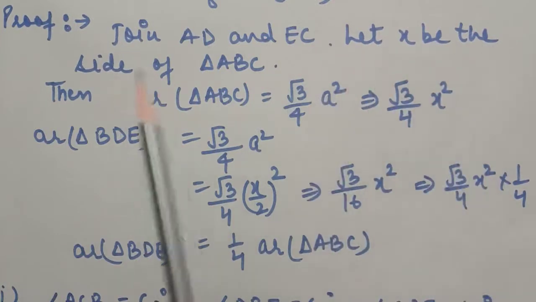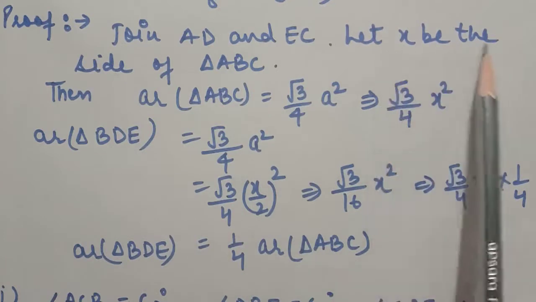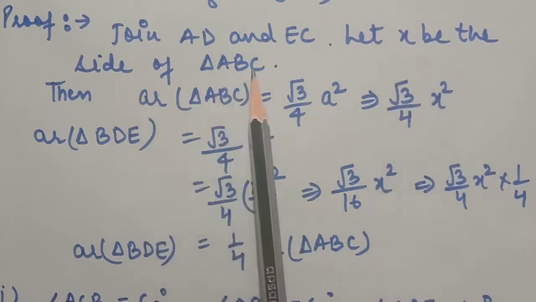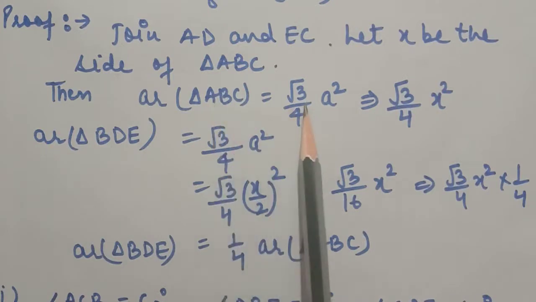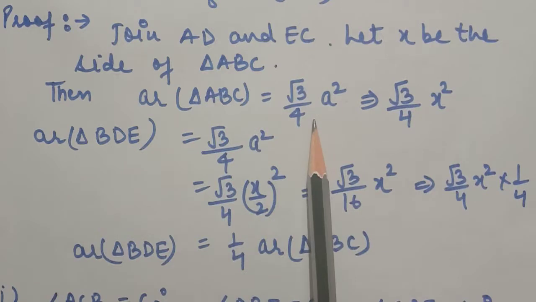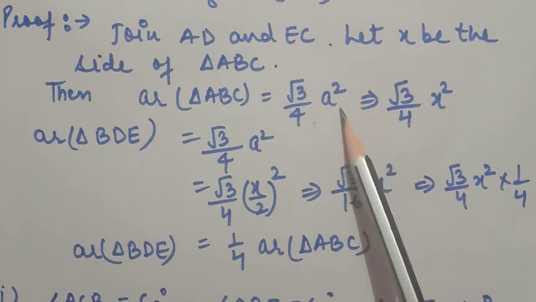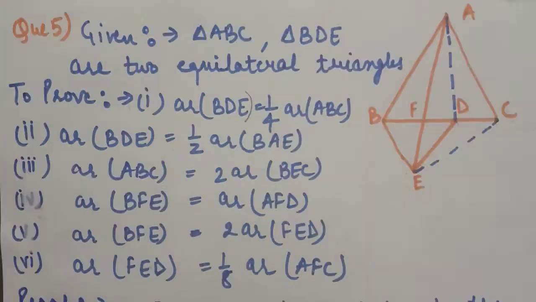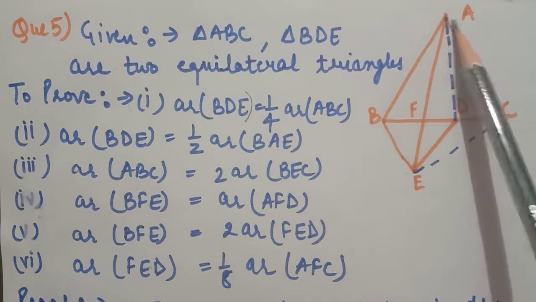Join AD and EC, and let X be the side of triangle ABC. We know it very well that the area of triangle ABC is equal to √3/4 a square. Why √3/4 a square? Because the area of an equilateral triangle is equal to √3/4 side square. If we look at your diagram, this is triangle ABC, an equilateral triangle.